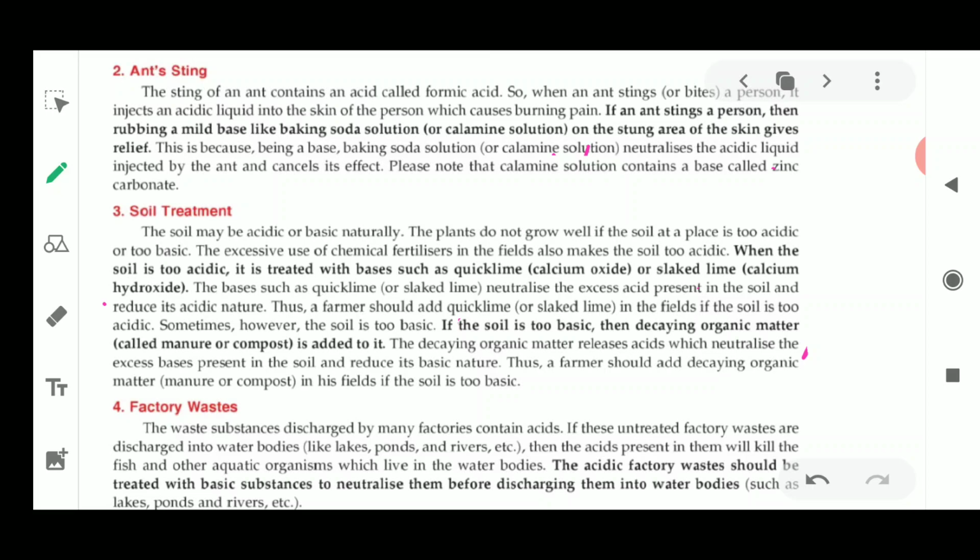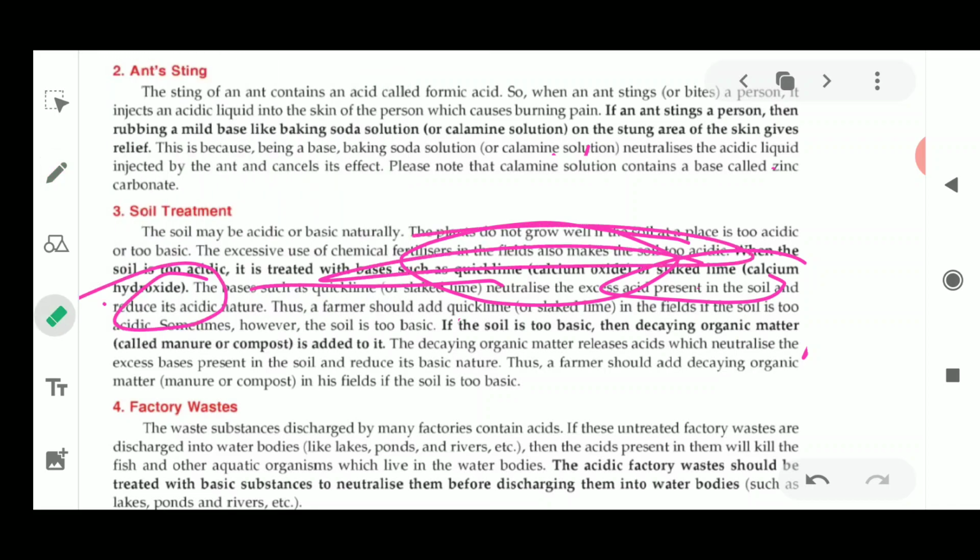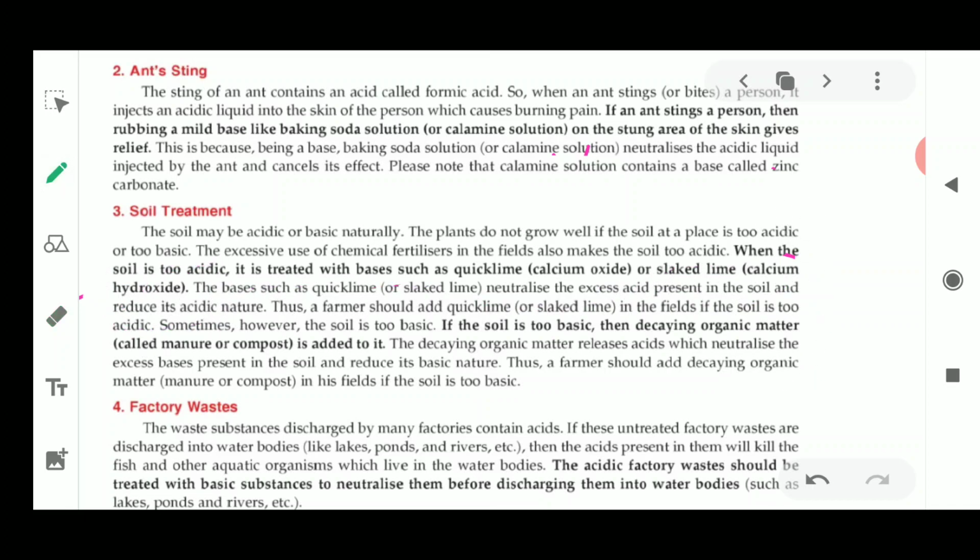Next thing is that when soil is too acidic, it is treated with bases such as quicklime. This is one of the bases, that is quicklime, which is calcium oxide, or slaked lime, which is calcium hydroxide. Both of these are added to the soil if the soil is acidic in nature. These two, calcium hydroxide and calcium oxide, are the bases which are added most of the time for treating the acidity of the soil, and we can neutralize the excessive acid which is present in the soil by reducing the acidic nature.